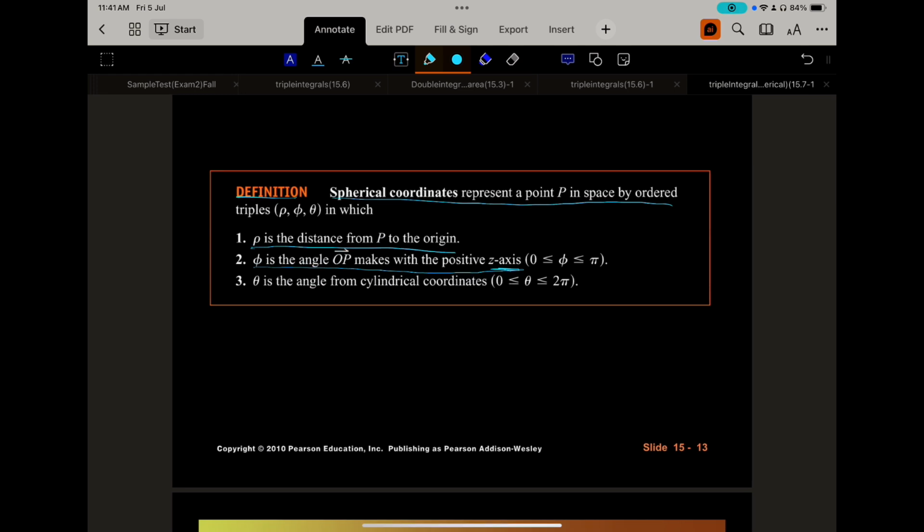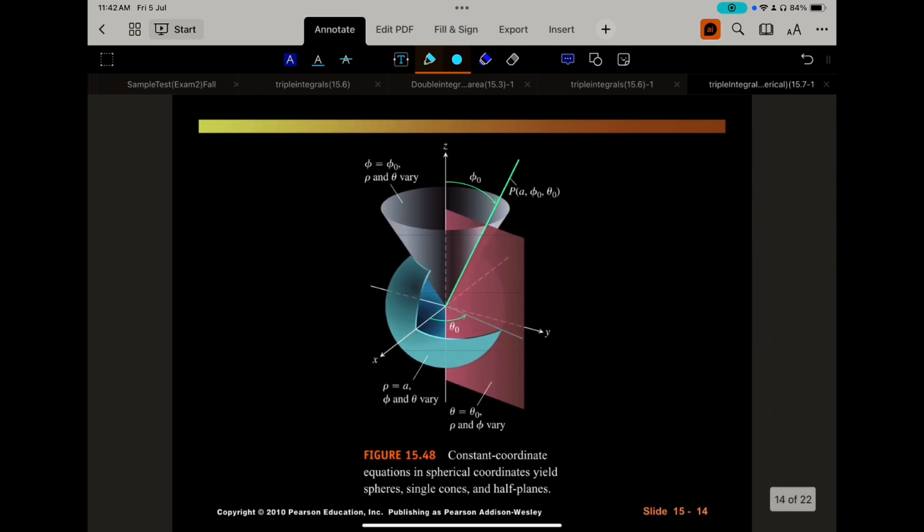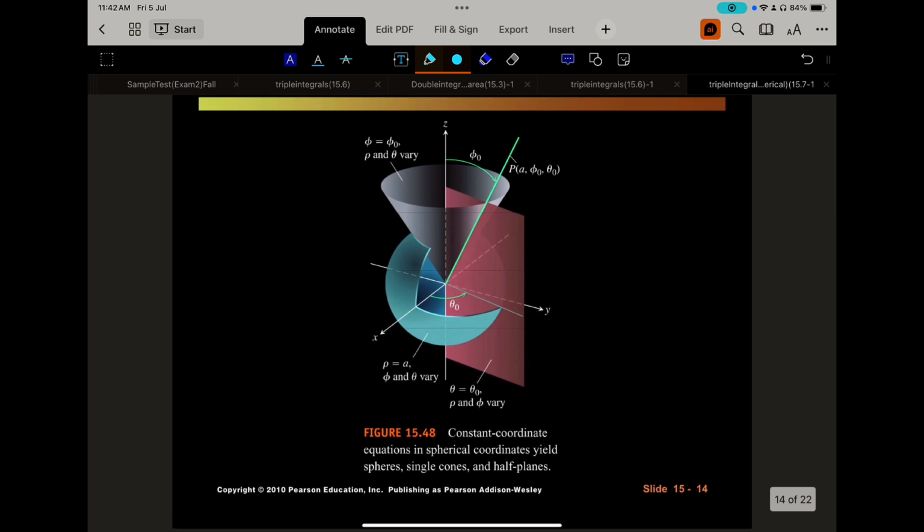OP is just the distance from our origin up to point P. So this is the origin, this is point P, and this is the vector OP, okay? And phi is just the angle between the vector OP and the z-axis. And so phi should be, of course, bigger than 0 and not more than pi, which is 180 degrees. It cannot be more than 180 degrees. And the third condition is that theta is the angle from the cylindrical coordinates, which is from 0 to 2 pi.